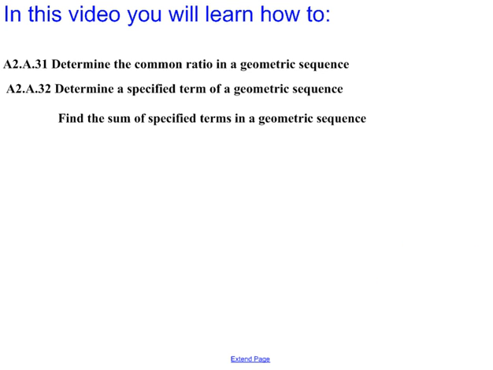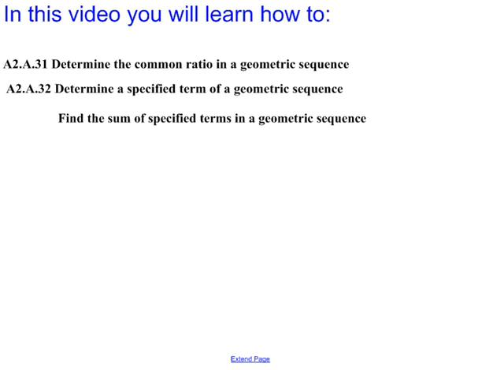In this video, you're going to learn how to determine the common ratio in a geometric sequence, determine a specified term of a geometric sequence, and how to find the sum of specified terms in a geometric sequence.